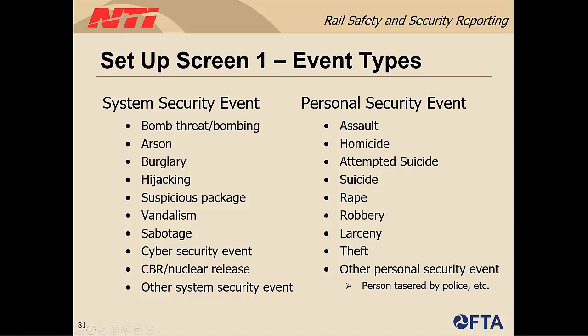Security events have 2 types. We have system security events, such as arson, bomb threats, bombings, suspicious packages, and so on. Basically, these are those that affect the transit system itself. And then there's personal security events such as assault, robbery, homicide, attempted suicide, and so on, that affect 1 or more persons. Again, just as with your other events, you have to have a reporting threshold met in order to report the event. Suicides and attempted suicides that are not a result of impact with a vehicle, not a result of a collision, are reported in this section under personal security.